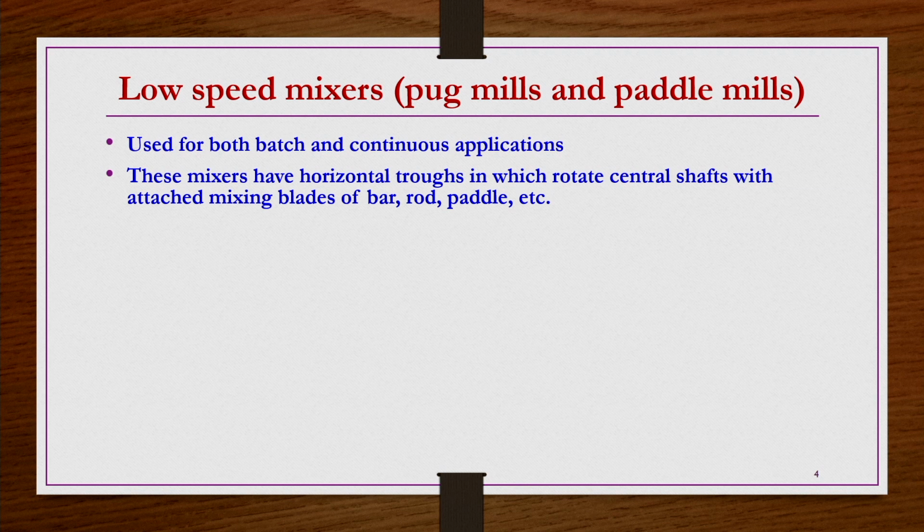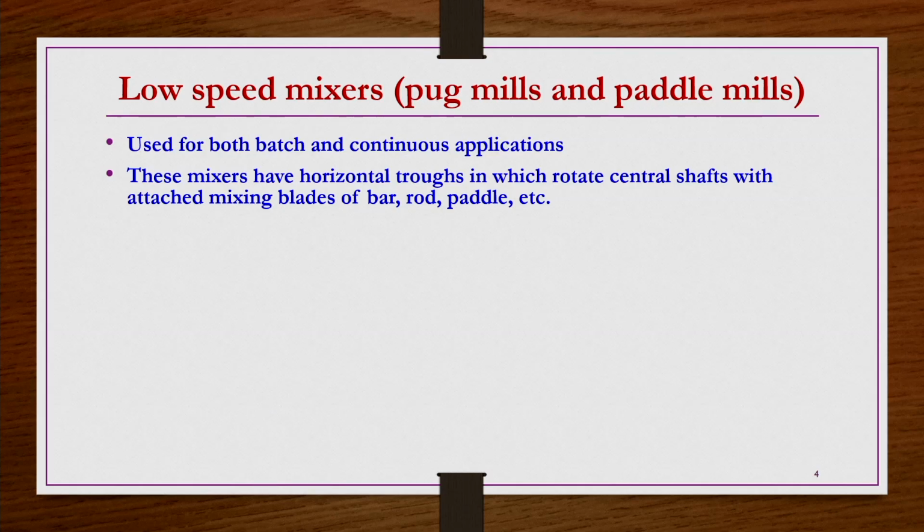In general, we have a horizontal trough in which a central shaft rotates, and this shaft is attached with some kind of mixing blades or knives, provided so that the material is pushed forward as well as to the center, so that both mixing and kneading action can take place efficiently. So that is the general principle of these low speed horizontal mixers.